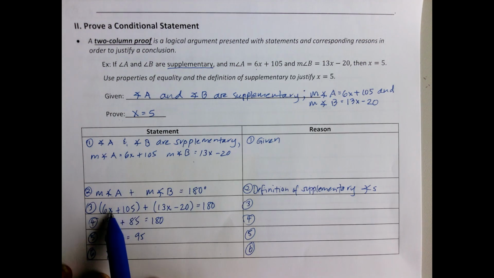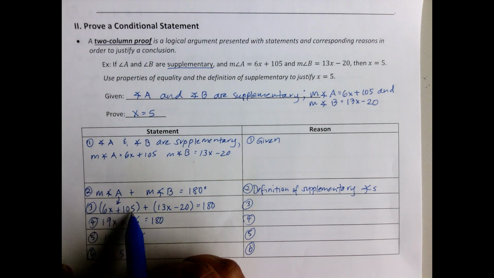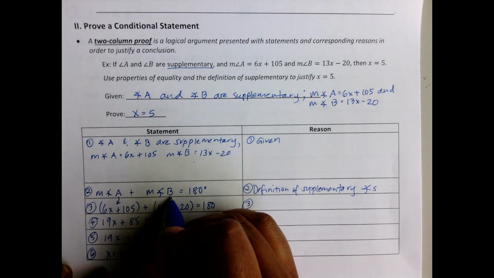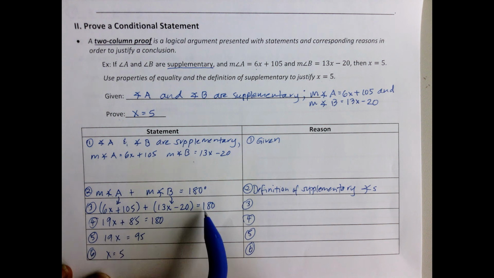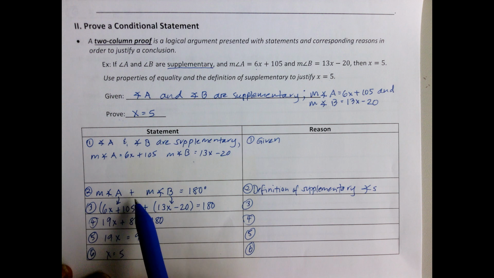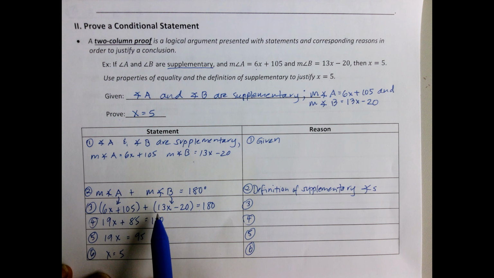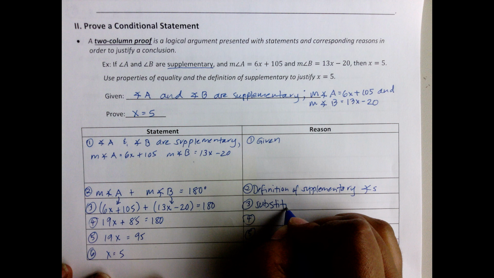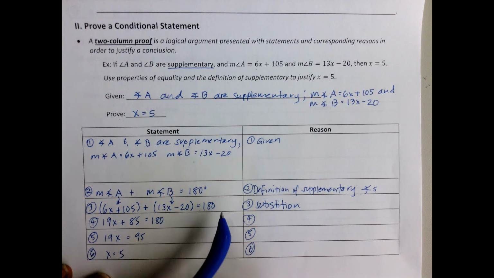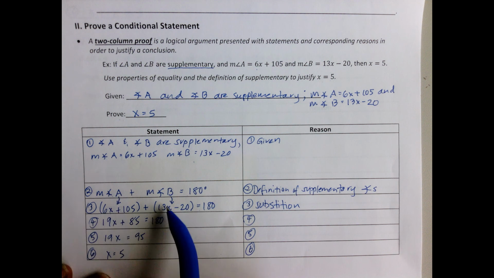Third statement. From here on out, I am going to be substituting 6x plus 105 wherever I see A, and 13x minus 20 wherever I see B. If I add these up, they give me 180. Essentially, I'm substituting in whatever A is and whatever B is to set up an equation. So the reason this statement looks the way it does is because of substitution. I substituted this expression for A and this expression for B.